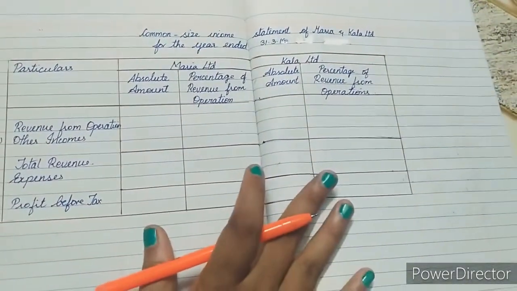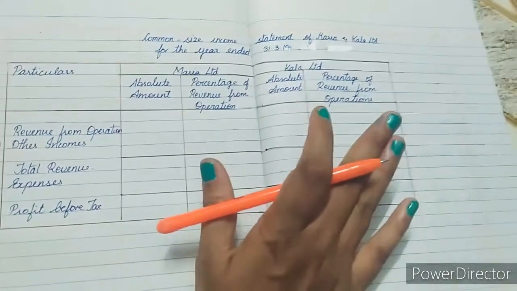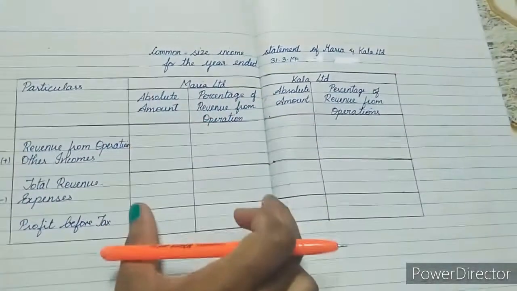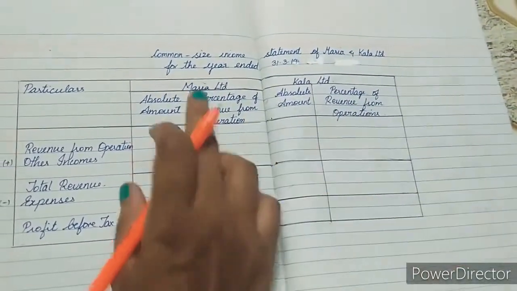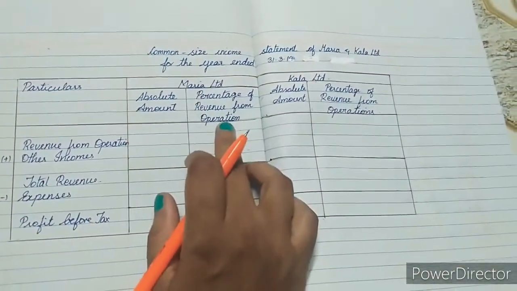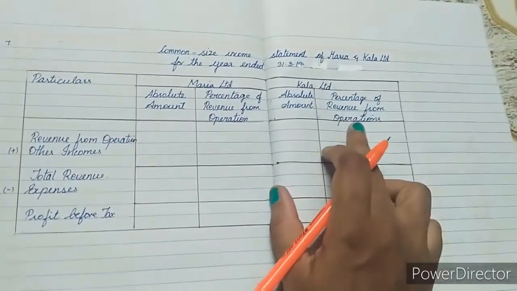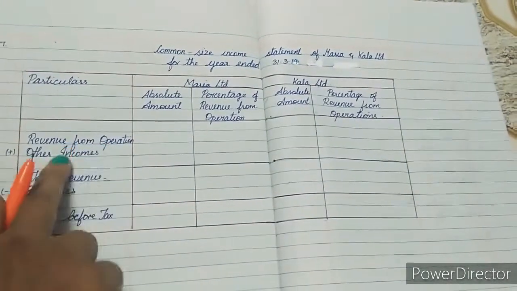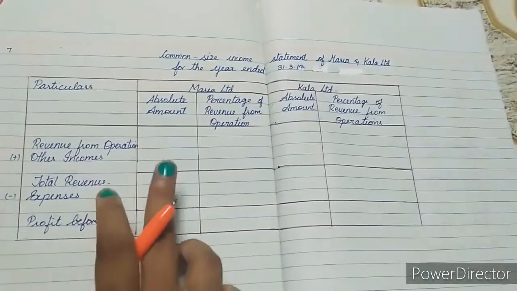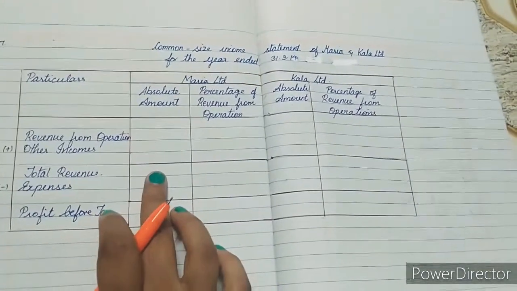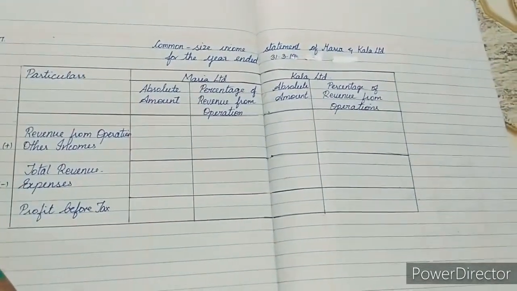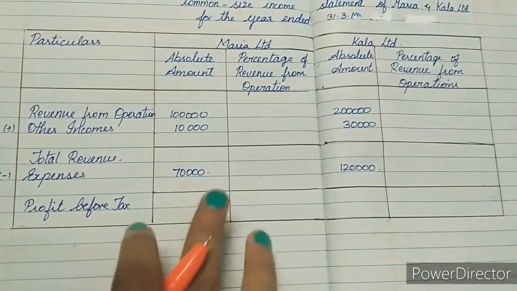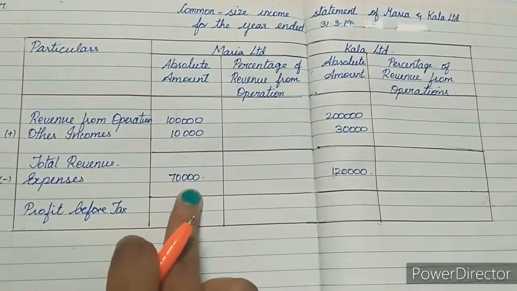So first, I'm just writing the format of the common size income statement. Particulars, Maria separately, Kala separately. For Maria it's an absolute amount and percentage, for Kala it's an absolute amount and percentage. Next I write the format of the income statement, revenue from operations, etc. Next step, I am going to copy the figures from the question into the format. So now I have copied the figures from the problem into the sum.